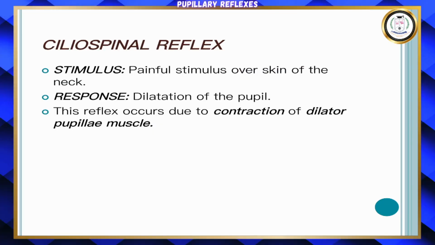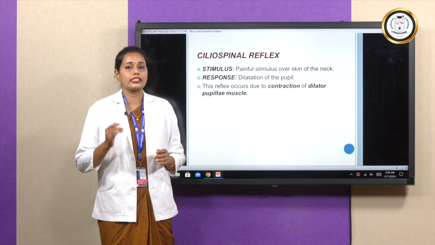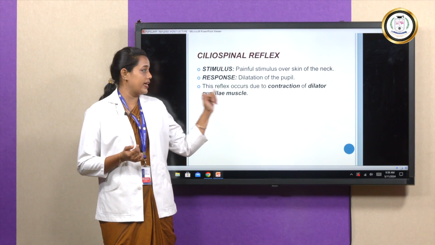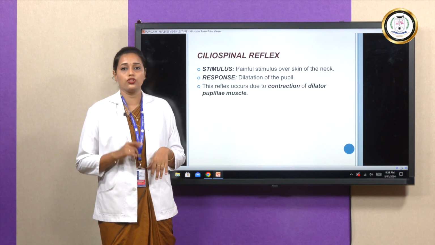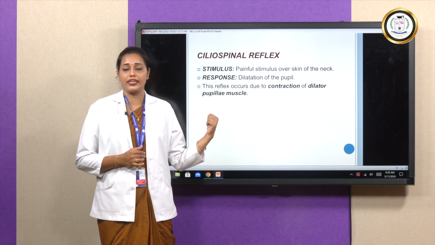Next, we'll start with ciliospinal reflex. In this ciliospinal reflex, the stimulus is given in the form of painful stimuli over the skin of the neck. The response elicited is the dilatation of the pupil. This reflex occurs as a result of contraction of the dilator pupillae muscle.